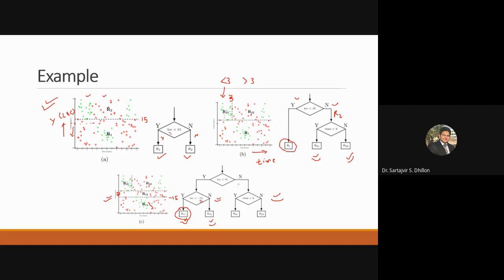So now there may be a question for you all. In this figure, in this decision tree, how many decision nodes are there, and how many leaf nodes are there?